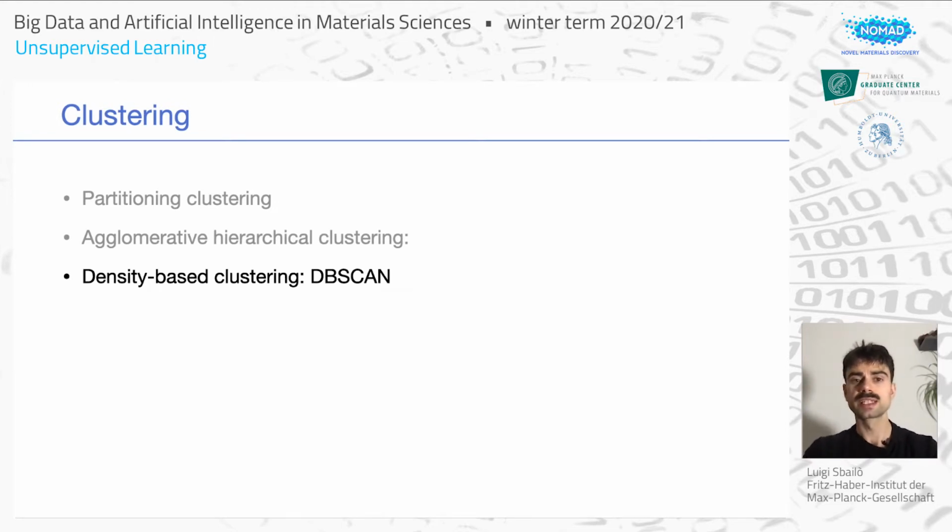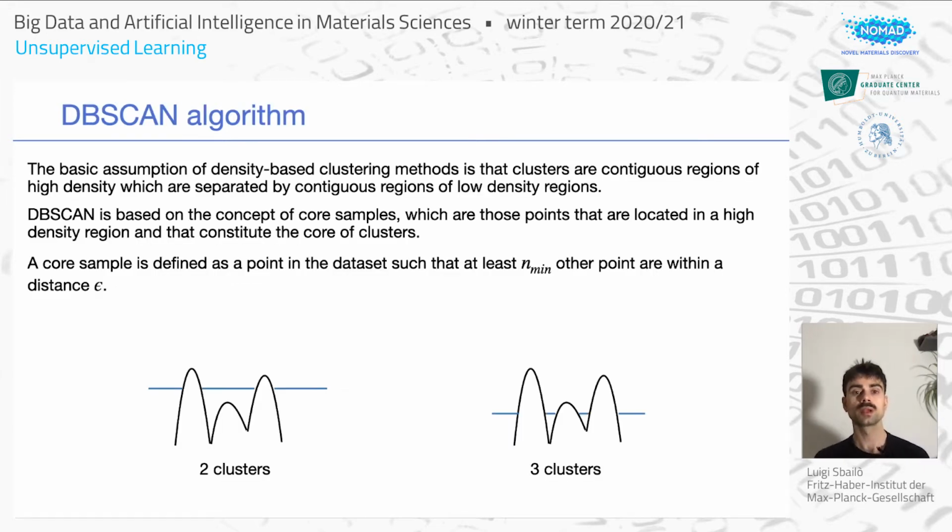DBSCAN essentially means density-based spatial clustering of applications with noise. So as you can already see from the name of this method, noise is a very important element, and this is what it does. It is able to detect noise. So let's see how this algorithm works and how it succeeds with noise detection.